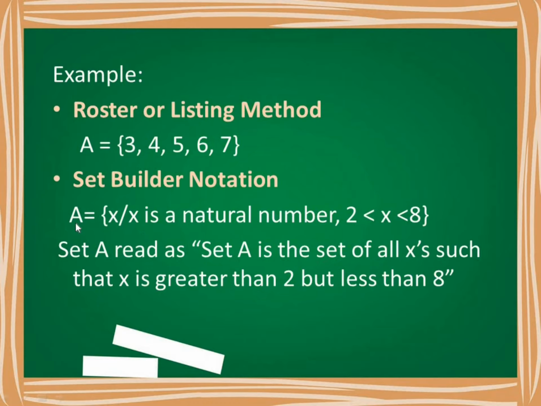Once again, let's read it. Set A is a set of all x's such that x is a natural number greater than 2 but less than 8. So as you can notice, in set builder notation, dinescribe lang natin yung mga elements na given kay roster method. Numbers which are greater than 2 but less than 8. Diba? Yun yung 3, 4, 5, 6, and 7. Mga numbers na mas malaki kay 2 pero mas maliit kay 8. So that is the set builder notation. And take note po, in writing a notation using this set builder, you always start it with a set of x's such that x. So, dito siya lagi nag-i-start.